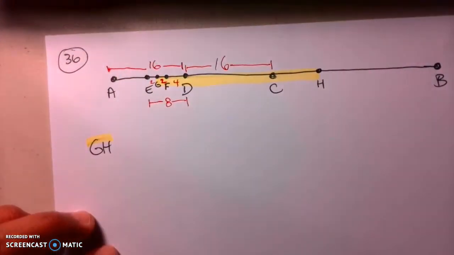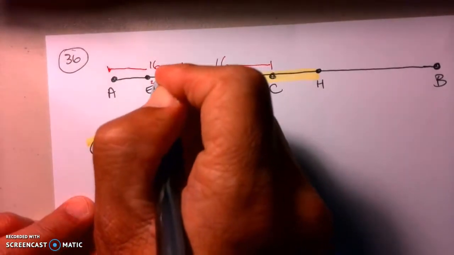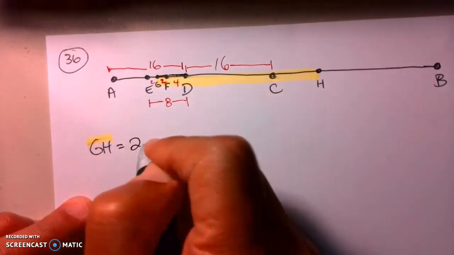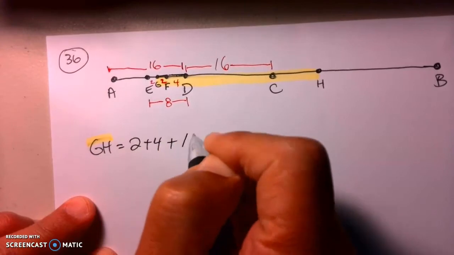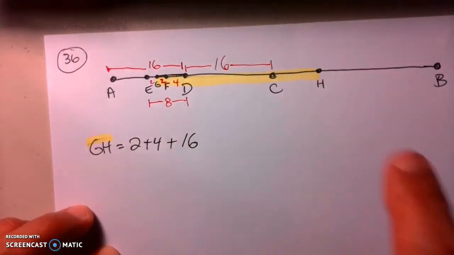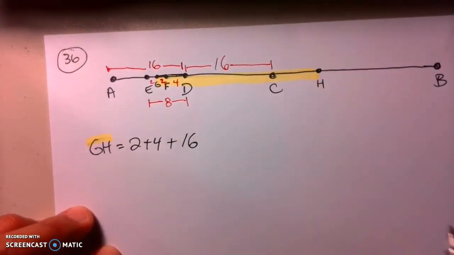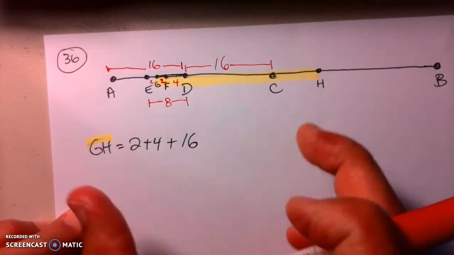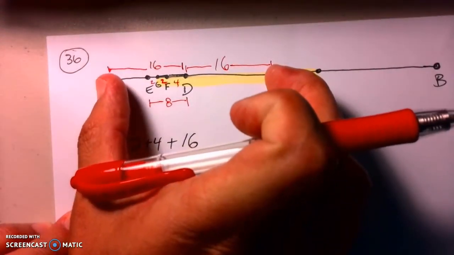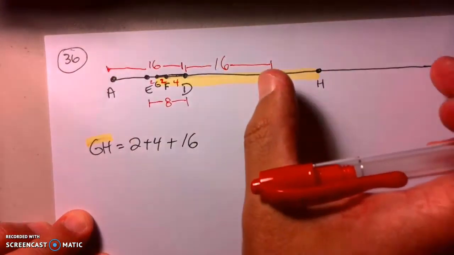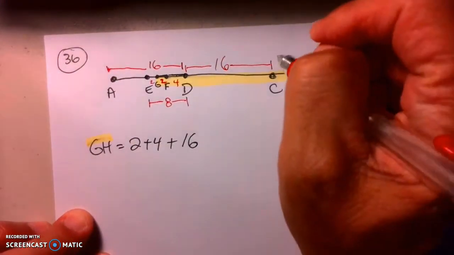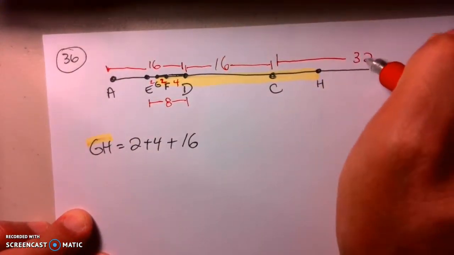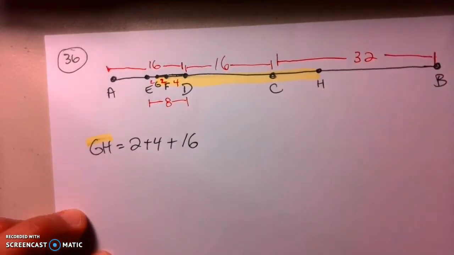So now I know the yellow is for sure 2 plus 4 plus 16. Now I've got to get this HC over here, which I don't have. Let's see here. I do know 16 plus 16 is 32. So this is also 32, because C is in the middle. That's a little bit far, but we're going to use that 32 here.